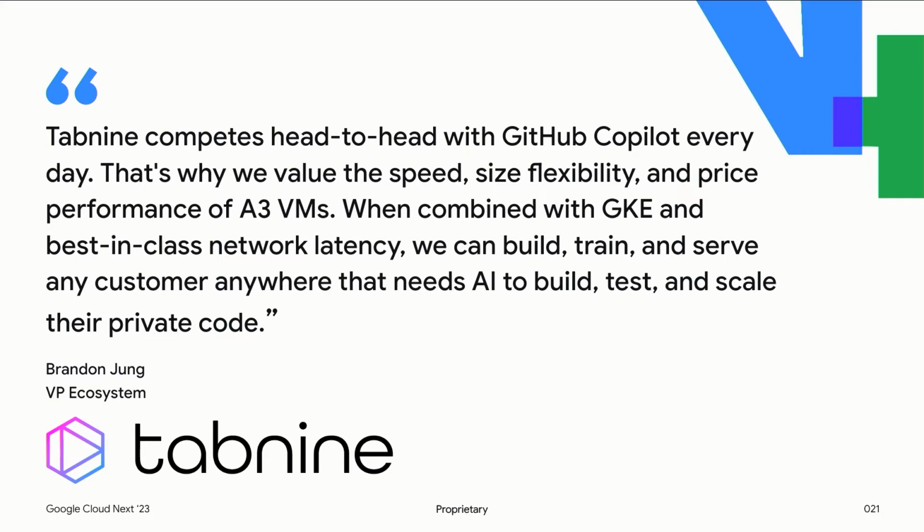The A3 is revolutionary, and customers like Tabnine depend upon it to power their business. Tabnine offers an AI-powered code completion trained on permissive open source repositories. To compete, Tabnine depends upon the speed and price performance of A3 VMs running in GKE. The power and scalability of the A3 in GKE allows Tabnine to rapidly build, train, and serve each of their customers in a way that's personalized to their private code.